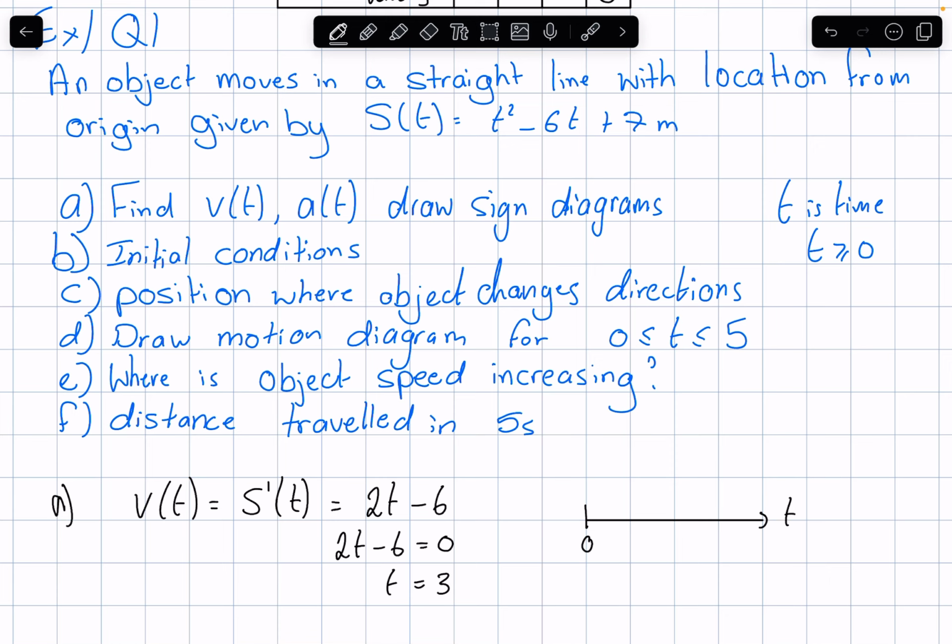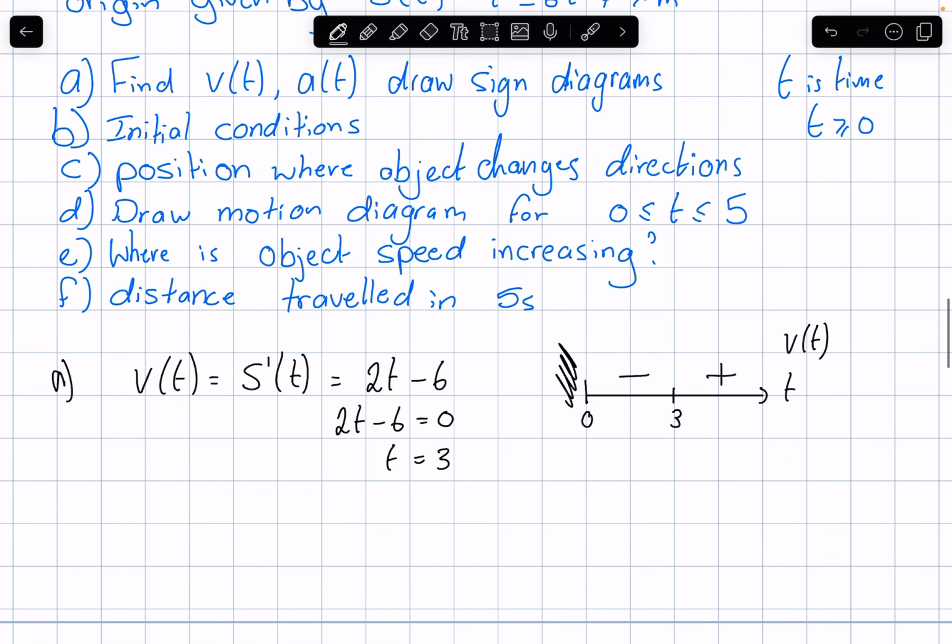Now for kinematic sign diagrams, we put 0 on the end and then our arrow. Now that's because t, like we said before, can't be negative. All right. So then I've got my 3 in here. This is my v of t sign diagram. Now if I substitute in, say, 1 here, I get a negative value. If I substitute in 4, I get a positive. So there's my sign diagram there.